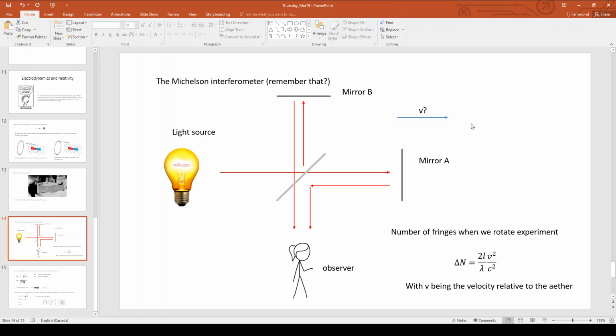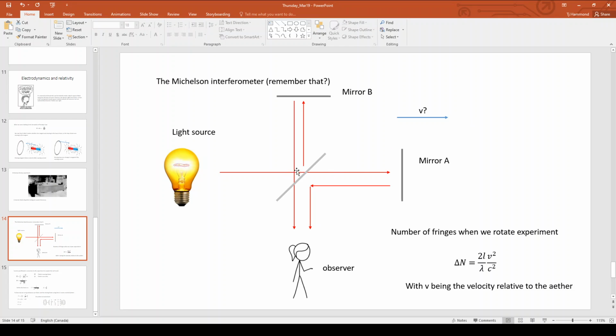And so that means that as the Earth spins on its own axis and then revolves around the sun, we should be able to determine the velocity of the Earth relative to the ether. And then that way we can actually find out what this frame of the ether is, and then that should hopefully satisfy all of Maxwell's equations.